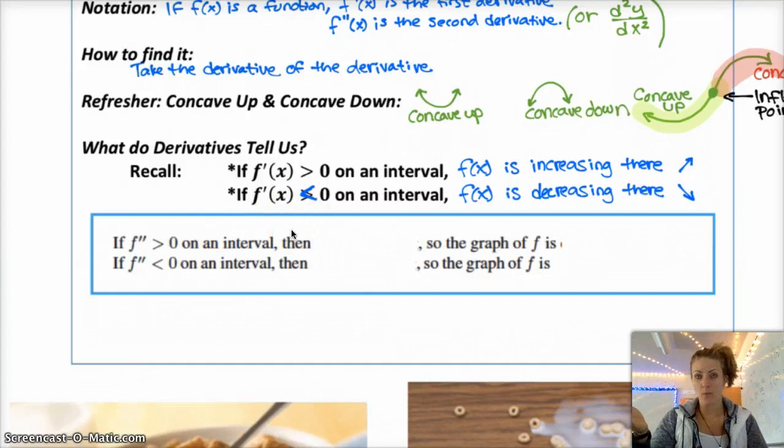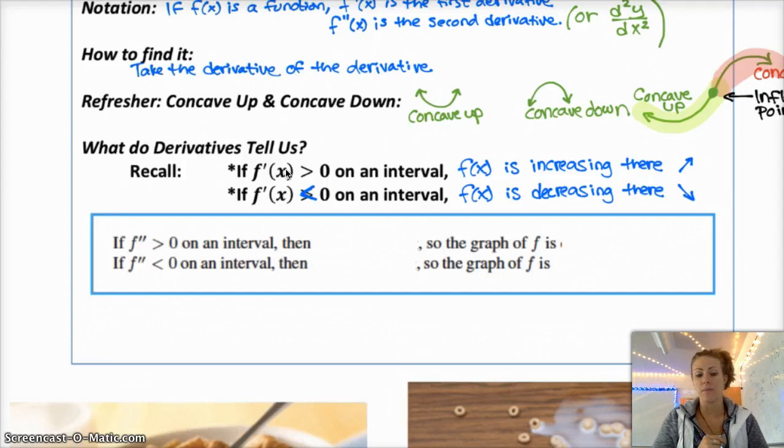So if you think about what f prime, or the derivative, means, and I take the derivative of the derivative, then basically f double prime, if it's positive on an interval, then the derivative is increasing. And what that means is the slope is getting bigger, right? Which means it's like scooping up, which means it's concave up.